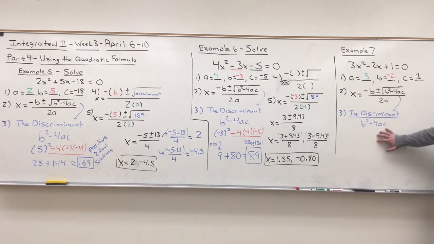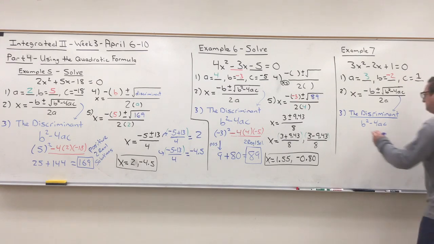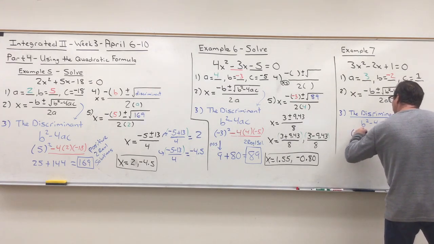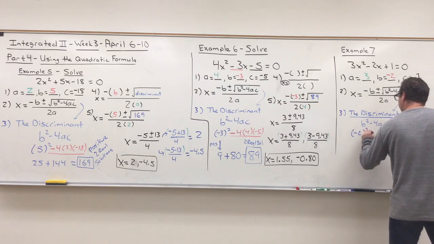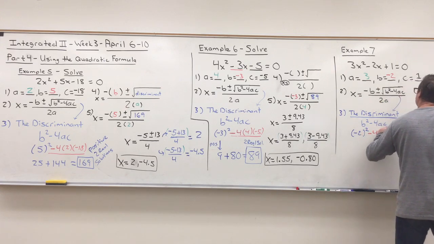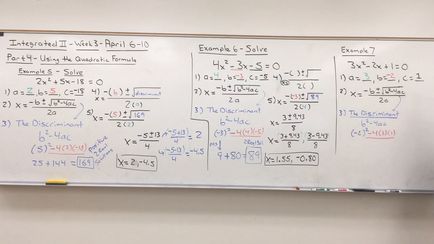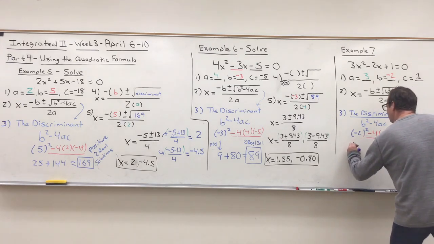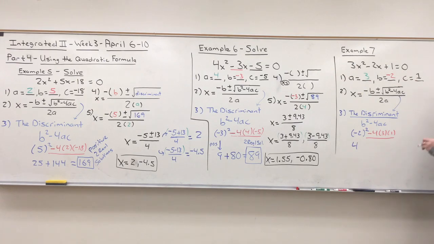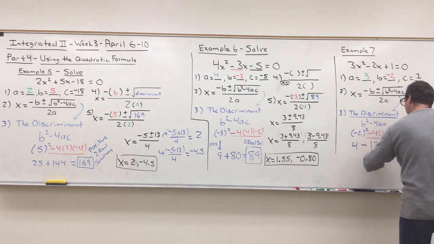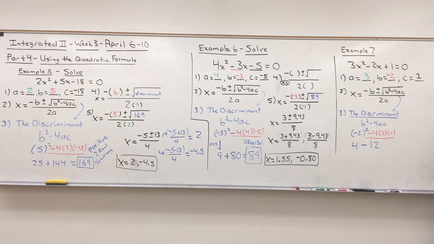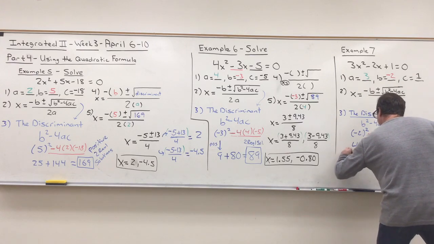So it's b squared minus 4ac. I'm going to go ahead and plug in. So negative 2 squared minus 4 times 3 times 1. So I get 4 minus 12. Okay, so that's right, it's 4 minus 12. I get negative 8.